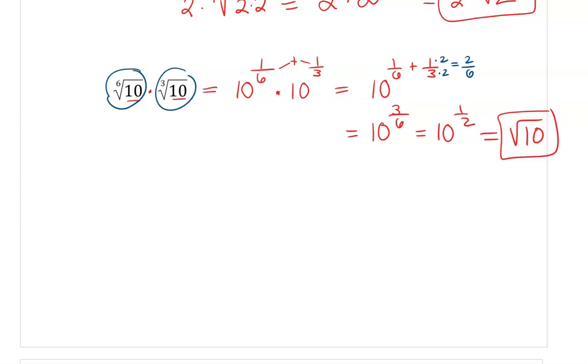The 6th root of 10 times the cube root of 10 ends up equaling just the square root of 10. And we were able to actually combine these through multiplication, through the addition of their rational exponents, to get to this final answer.